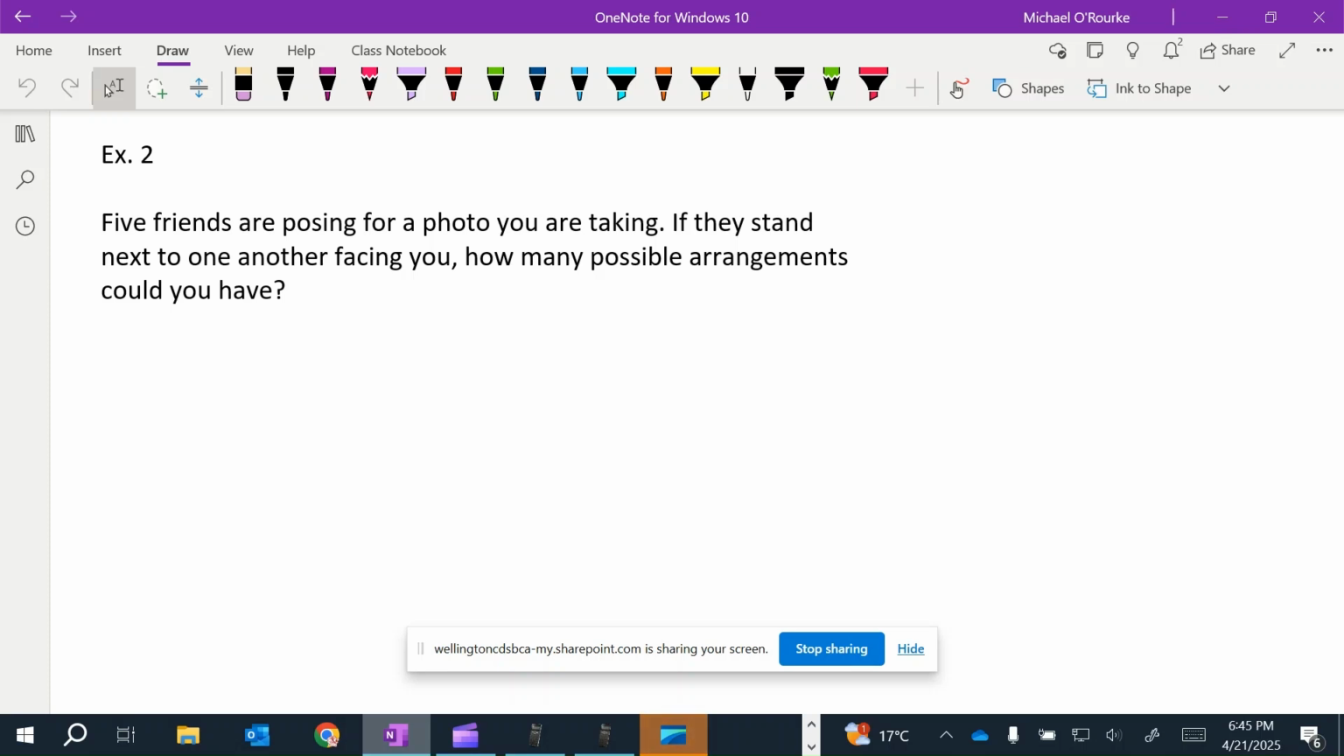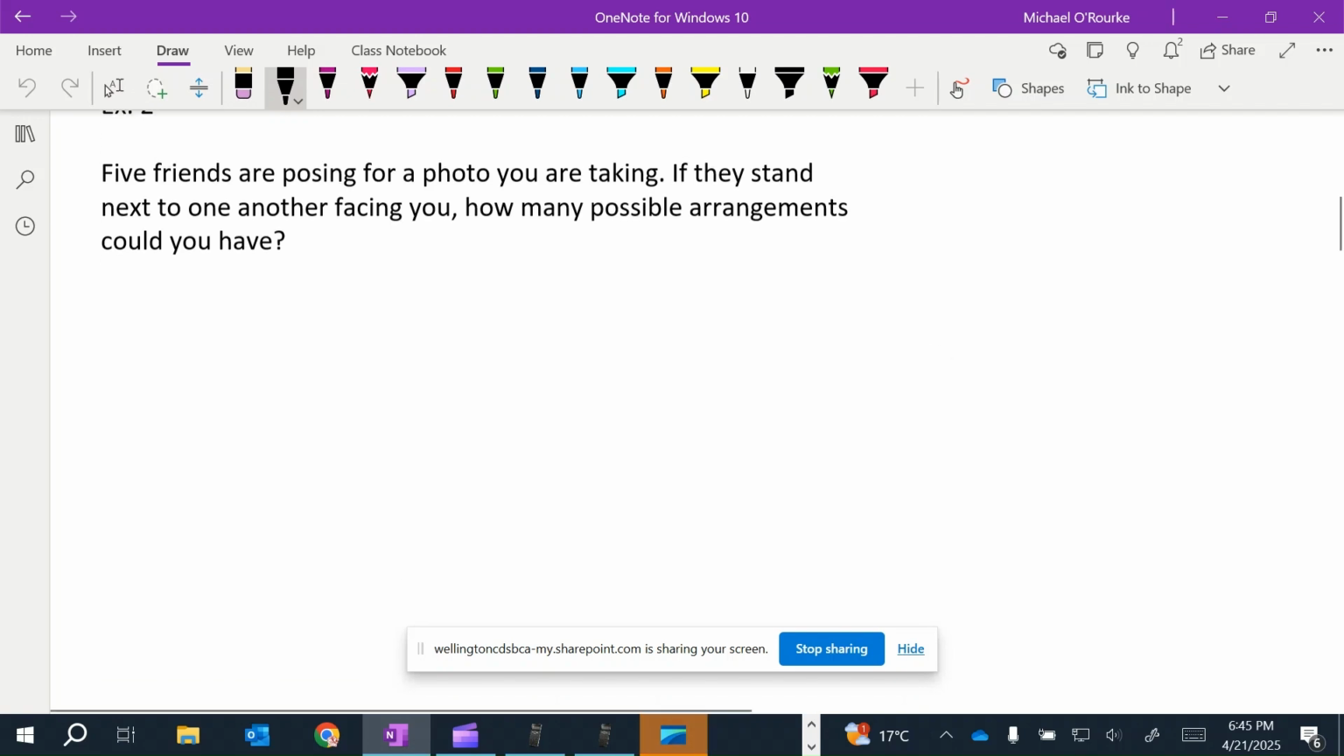Okay, here we go. So today we're doing factorials. To ease into it here, let's look at this question. 5 friends are posing for a photo you are taking, and if they stand next to each other, facing you, how many possible arrangements can you have? So we have 5 friends who are going to stand beside each other. How many arrangements across can they have?